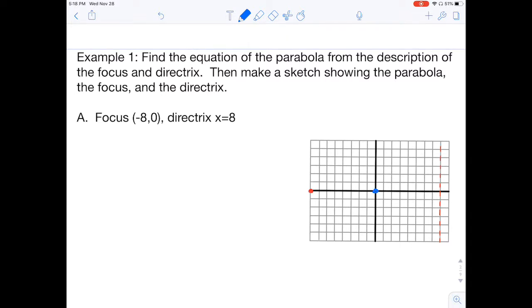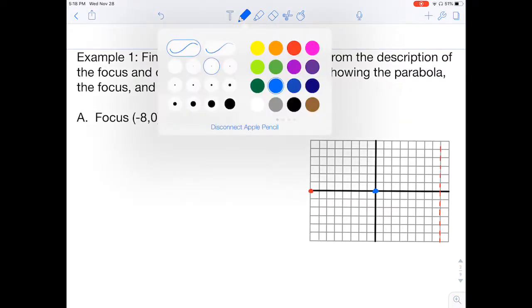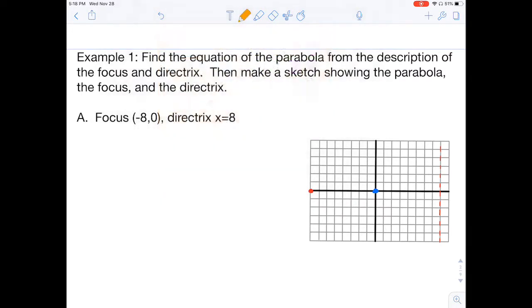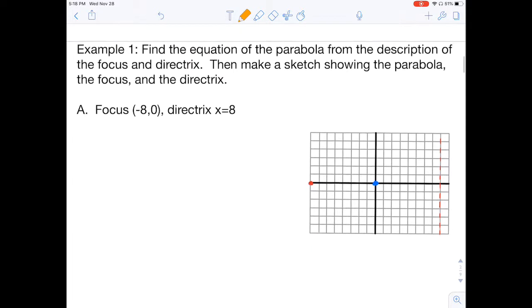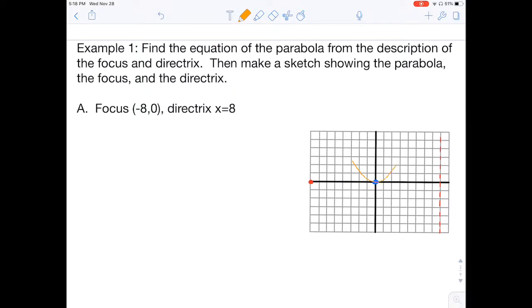Next, as we did the other day, we're going to do a quick little sketch to figure out: is it opening horizontally or vertically? A reminder on how to do that. When I graph this, there are 4 different ways this parabola could open. It could open like this, like this, like this, or like this. What I want to do is make it open in such a way that it would never cross the directrix. So, in other words, getting rid of those ones.